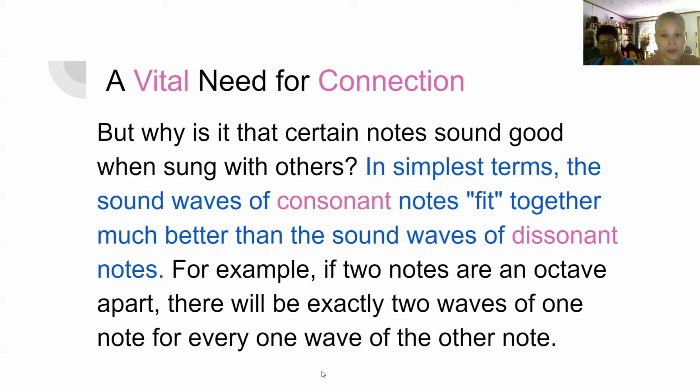For example, if two notes are an octave apart, like middle C and the C above middle C, there'll be exactly two waves of one note for every one wave of the other note. So middle C will have, let's say, one wave, but when you play the C above middle C, the reason why it sounds higher is because there's two waves coming into your ear for every one wave of the lower note. Okay, so let's look at that.